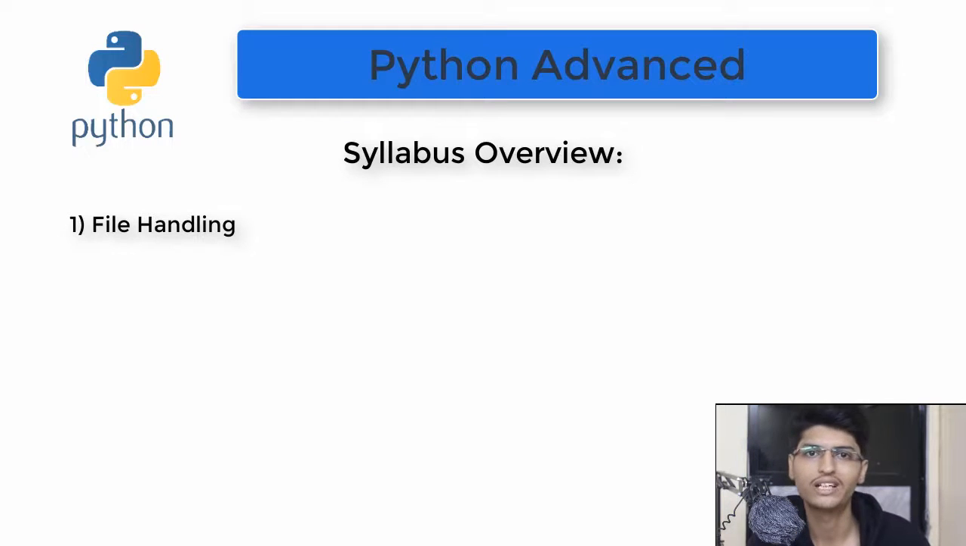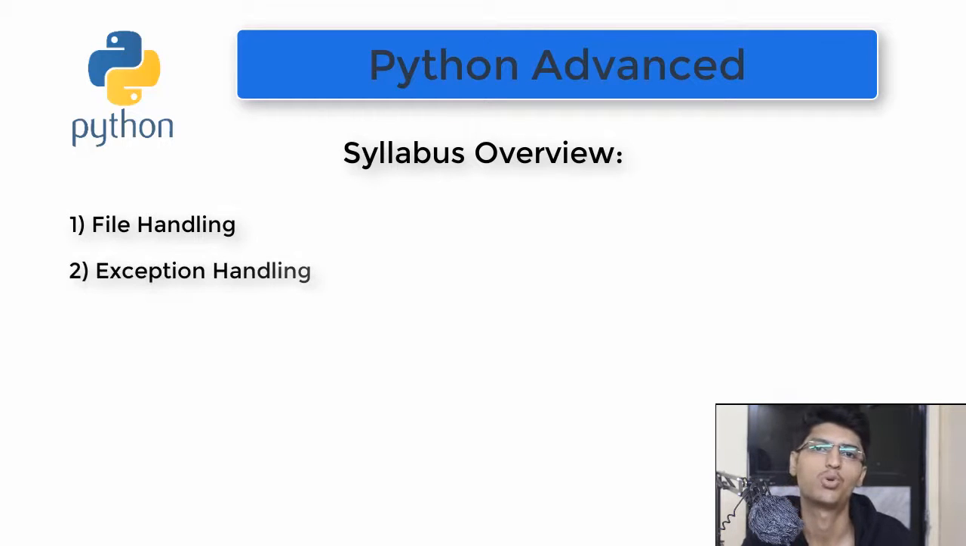Once we are done with file handling, we will go with exception handling, because many times these concepts go hand in hand, right? So after file handling, we will go to exception handling, that is how to handle errors gracefully. These are the beginning of our Python advanced course: file handling and exception handling.